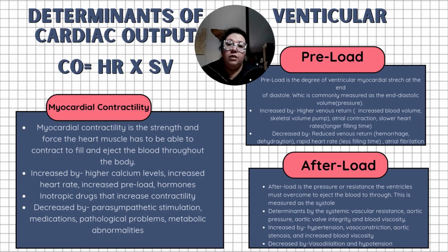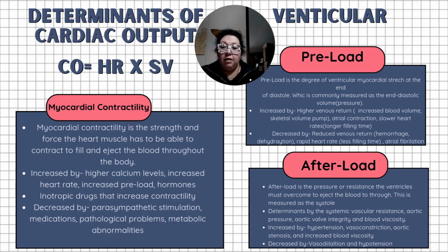Increased heart rate, increased preload, hormones such as our thyroid. And then it is also increased by inotropic agents. Those drugs can be catecholamines, like epi, norepi, dopamine, dobutamine. Digoxin inhibits. So that is one of the decreased ones.